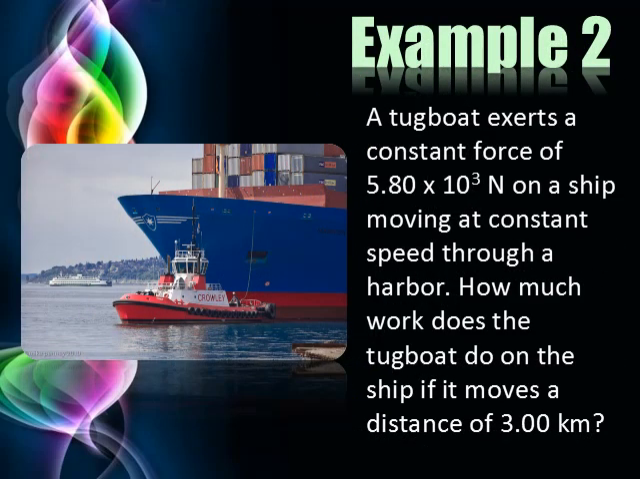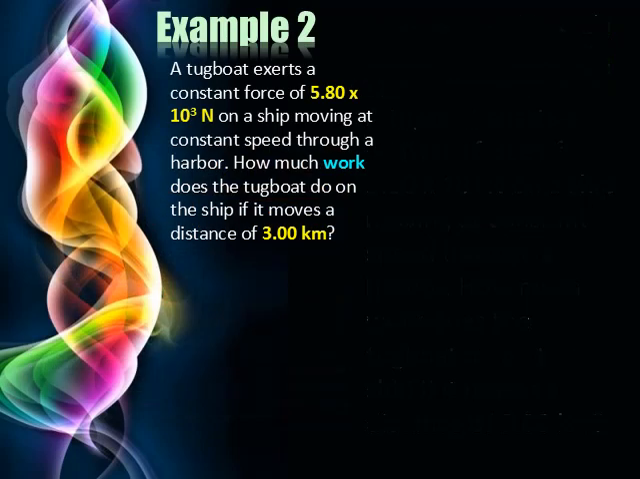Example number 2. A tugboat exerts a constant force of 5.80 times 10 to the 3rd newtons on a ship moving at a constant speed through a harbor. How much work does this tugboat do on the ship if it moves a distance of 3 kilometers?